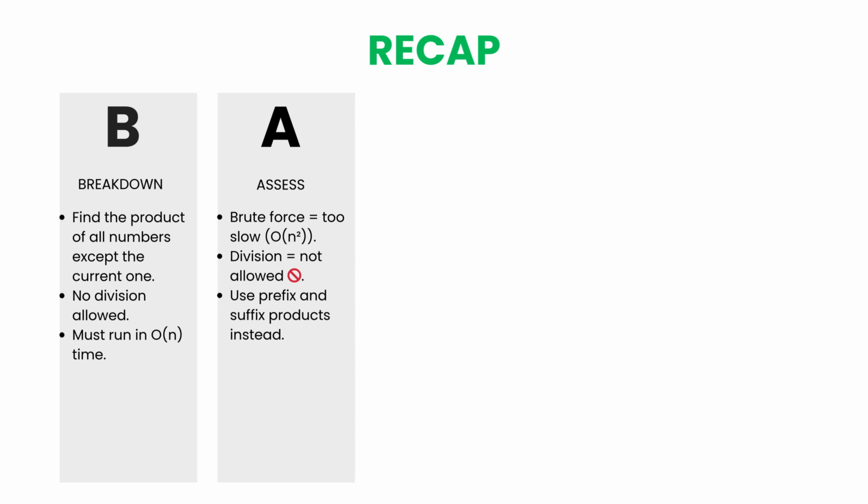Assess recap. We compared approaches and saw that a brute force method would take O(n²) time, far too slow. Division could simplify things, but that's not allowed. The real trick was realizing we could compute everything using prefix and suffix products, one pass from the left, one from the right, all in linear time.